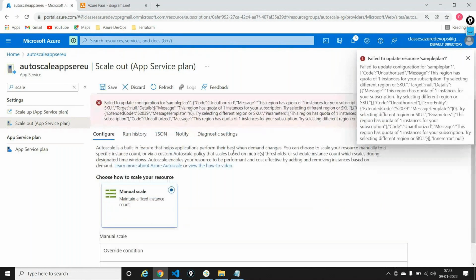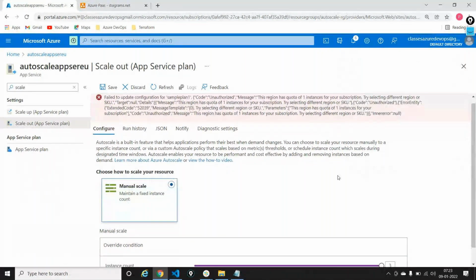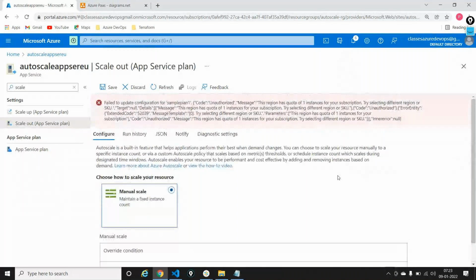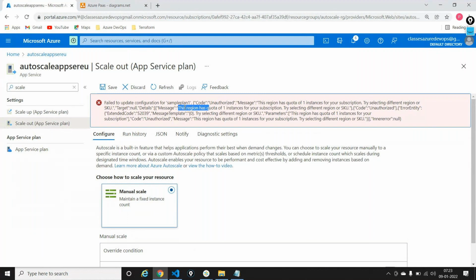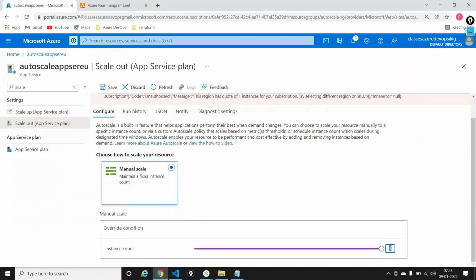It says okay, fine, the region has only 1 capacity out here. So the issue with this is that I do not have a lot of capacity to scale out, because the plan that I'm using, and also the account that I'm using, can only support 1 instance out here, meaning there is 1 instance that is running in the backend. I cannot really scale this out.